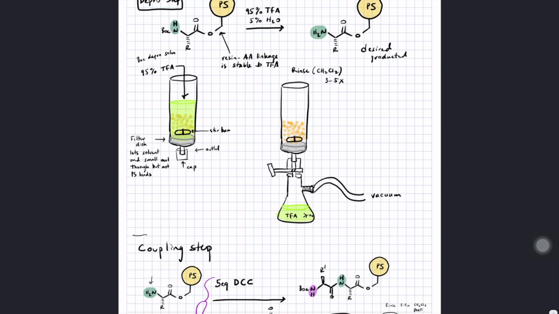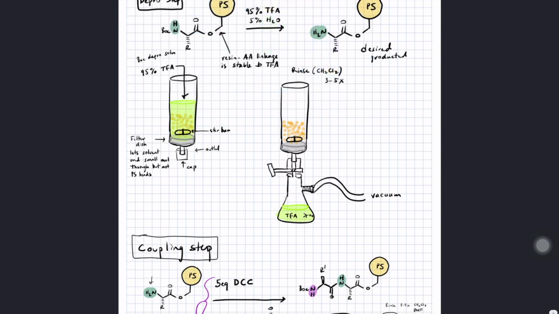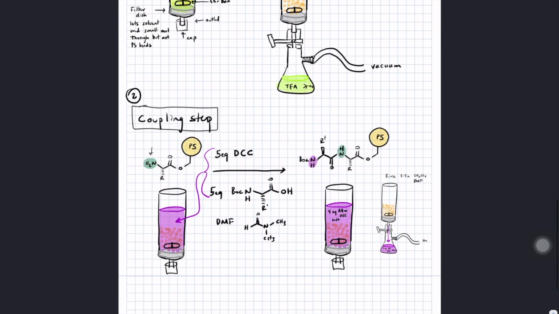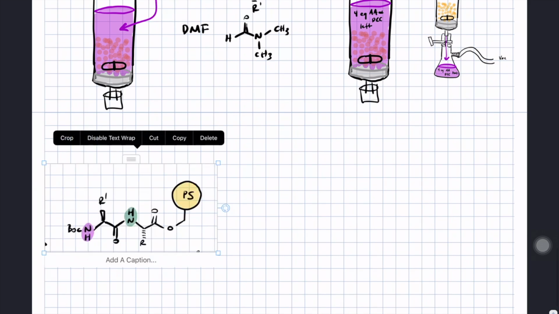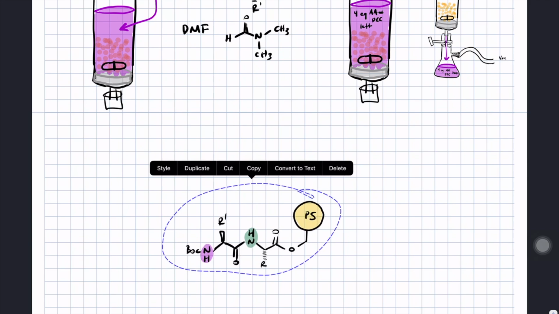All right, so installing a new amino acid consisted of first doing a deprotection step to remove the Boc group, and second, doing a coupling reaction to put the next amino acid on. And so you can continue through this method. You can take this dipeptide and continue adding amino acids to it.